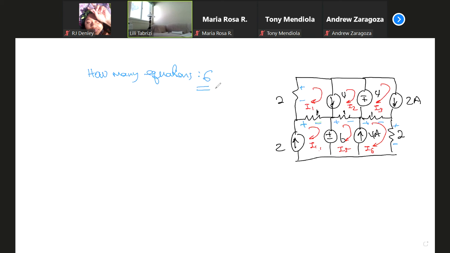Alexis Moreno, how many current sources? There's 4. So we can generate 4 equations. Let's just start with this current source. I'm pointing with my pen. How do you relate to mesh currents, this current source? So you're right. I1 minus I2 is equal to 4 amps. Correct. This is equation 1.